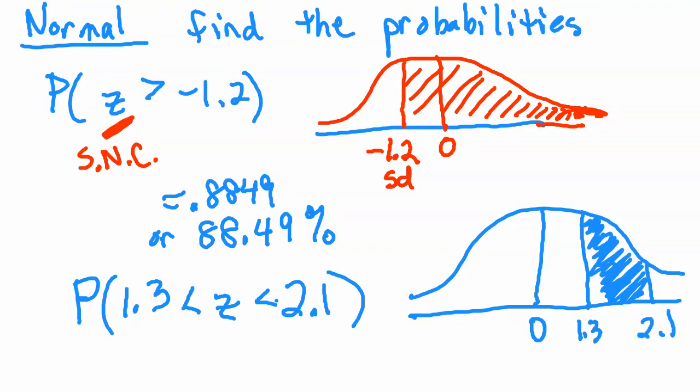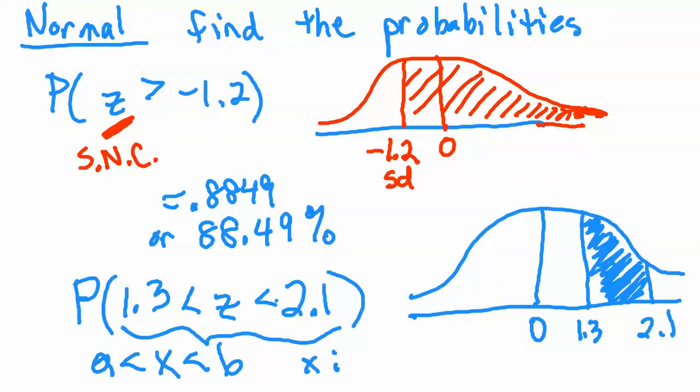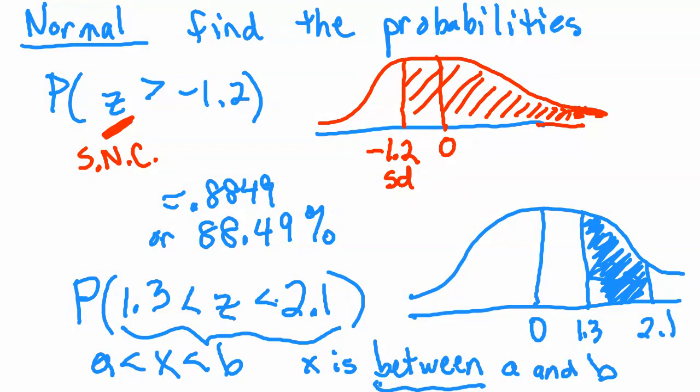Let me talk a little bit about the symbol. That symbol means between. When you have A less than X less than B, that means X is between A and B. And they always use less than. I could get into that, but that's a little bit more algebra, so we're just going to leave it at that. This is between. You're greater than 1.3, but you're less than 2.1, so you're between those two values. As soon as you see these symbols, less than z less than, that means between.